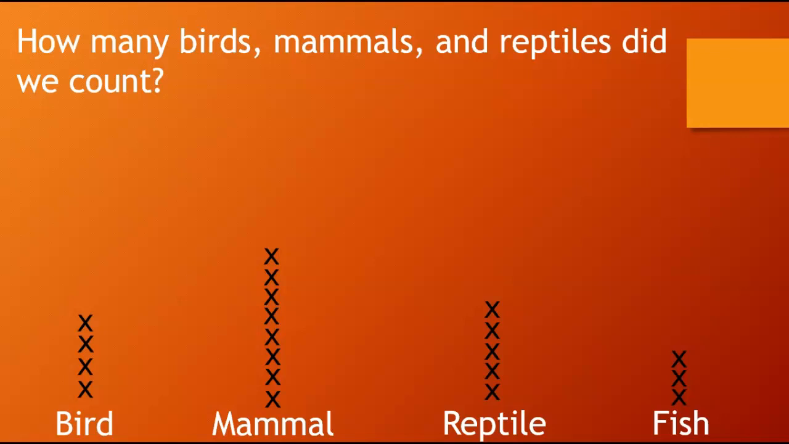It says, how many birds, mammals, and reptiles did we count? So we need to know how many birds there are. How many? There's 4. 1, 2, 3, 4. Plus how many mammals are there? 1, 2, 3, 4, 5, 6, 7, 8. Plus 8. Plus how many reptiles? 1, 2, 3, 4, 5. Plus 5 equals. Go ahead and solve that on your own. Did you get 17? If you did, give yourself a kiss on the brain. Good job.